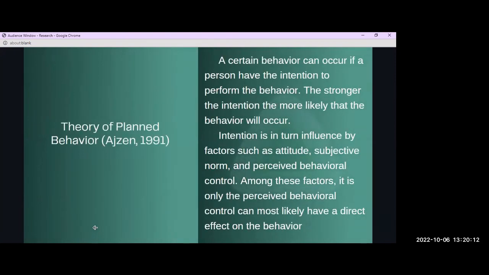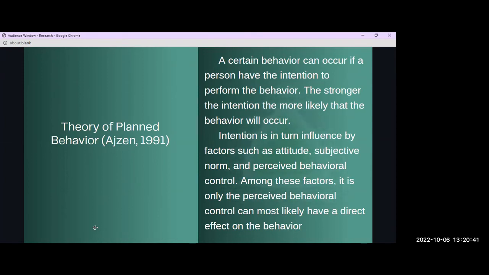So I'll give an example. For example, the Theory of Planned Behavior by Ajzen in 1991. According to that theory, a certain behavior can occur if a person has the intention to perform the behavior. The stronger the intention, the more likely that the behavior will occur. So when you read a theory, you have to understand what the variables involved are and what the particular phenomenon is.